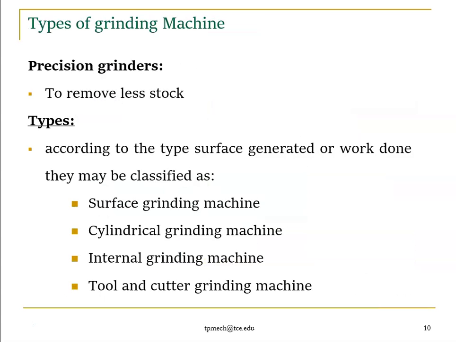So rough grinders are generally used for small applications alone, but precision grinders may be used for many applications. They remove less stock, so the metal removal rate is very low, but we can get a good surface finish, right?